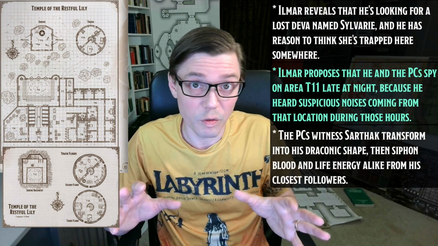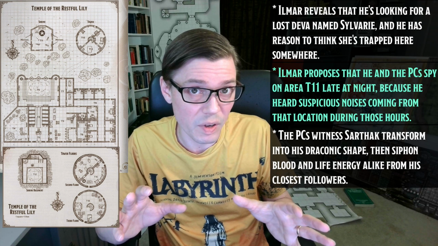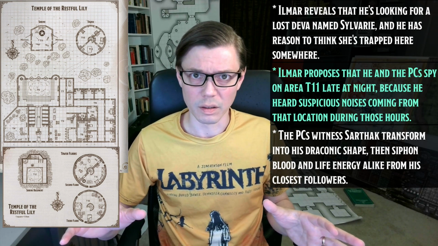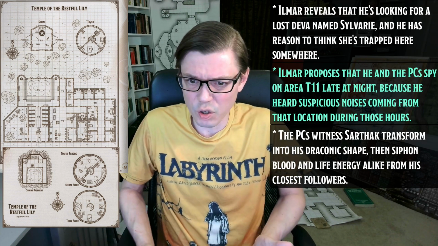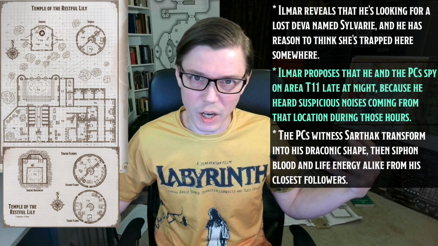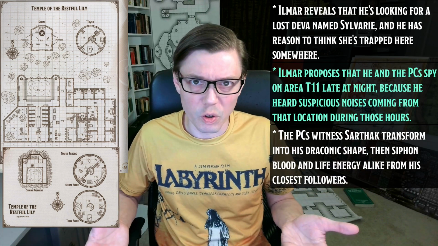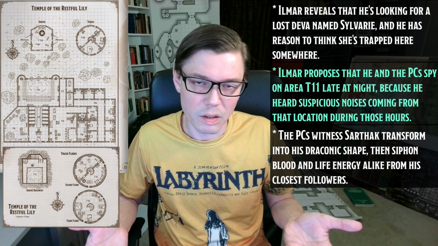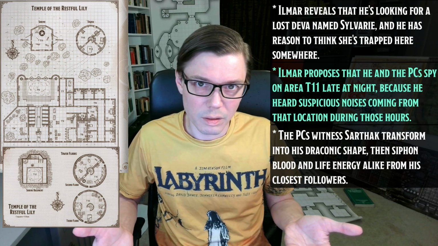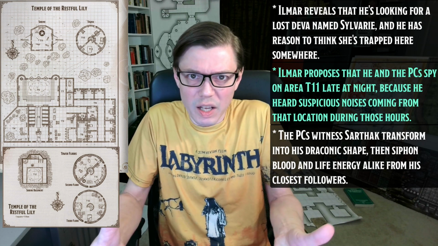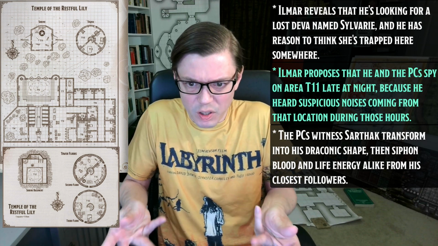They steal upon the forbidden shrine in Area T11, and they peer in. What they see is horrifying. Niranjan is there, and he undergoes a bloody transformation into his true self, a bronze shadow dragon. Before him, servile underlings bow low and start chanting Sarthak, Sarthak Niranjan. The PCs witness as, with an arcane ritual, Sarthak draws blood and life force alike from his followers.